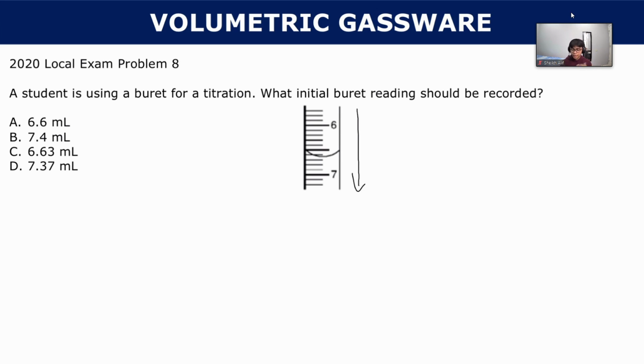A student is using a buret for a titration. What is the initial buret reading that should be recorded? So we know that it's going to be at least 6.6. We know that for certain because of this little marking right here. That's 6.6.